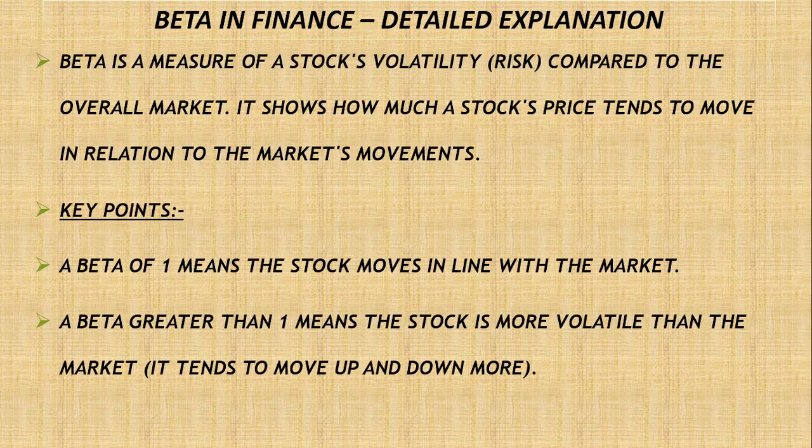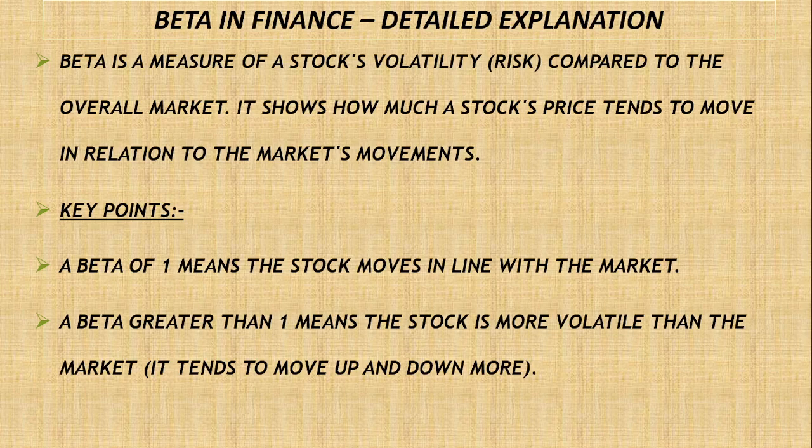Beta in finance. Detailed explanation. Beta is a measure of a stock's volatility, that's risk, compared to the overall market. It shows how much a stock's price tends to move in relation to the market's movements.